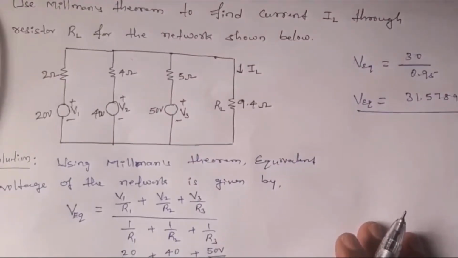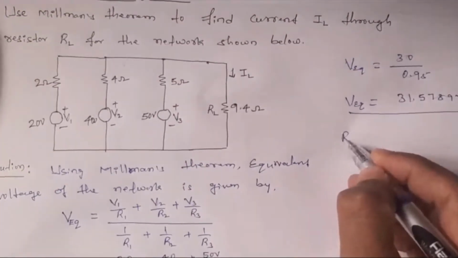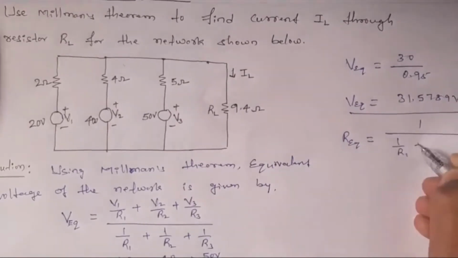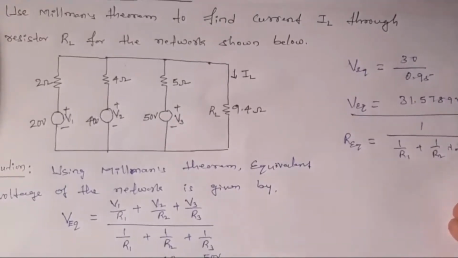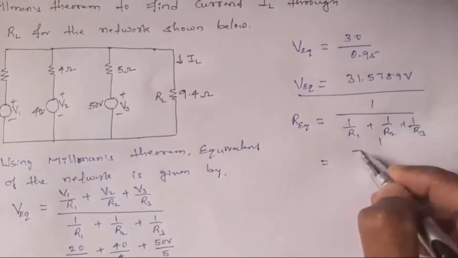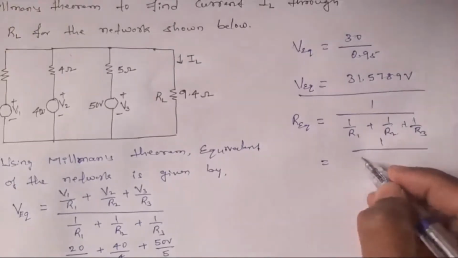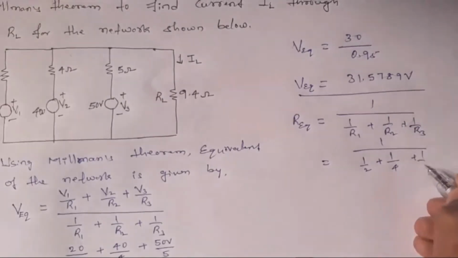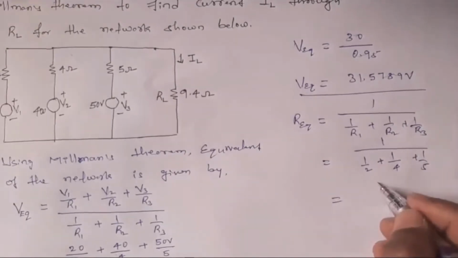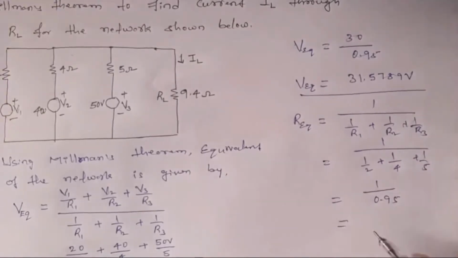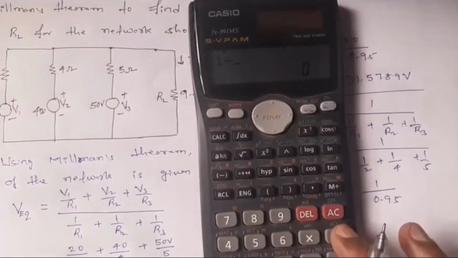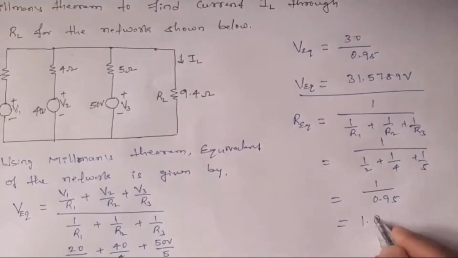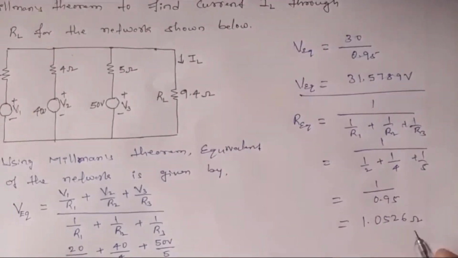Once we find V equivalent, we can find R equivalent of the network. R equivalent is 1 over 1 by R1 plus 1 by R2 plus 1 by R3, which is 1 over 1 by 2 plus 1 by 4 plus 1 by 5. We have already calculated this, so it is 1 divided by 0.95, which is 1.0526 ohm. This is R equivalent.